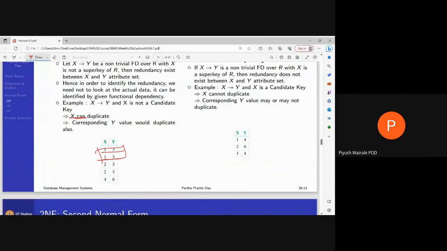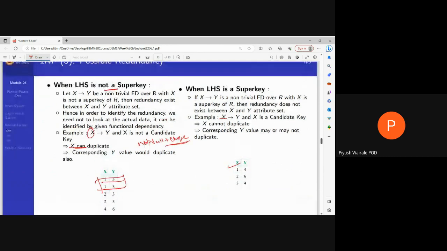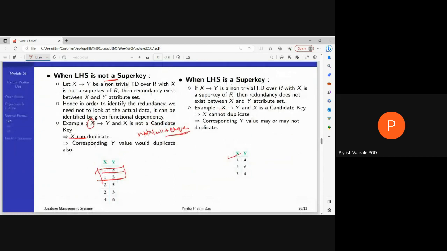If X is a key, it should be not null plus unique constraint at the database level, so it should be unique. So here you can see if X is a key, one cannot be a repeated value, it should be unique, right? That's why if the left hand side is a key, the corresponding value may or may not be duplicate. So this is the case.